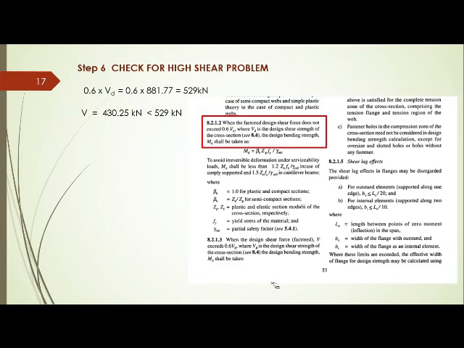Now in step 6 we will check it for high shear. The high shear problem is given in the code itself. Again we will refer to the code, where it is written clearly that when a factored design shear force does not exceed 0.6 VD, where VD is the design shear, the cross section can be checked with this formula. That is, high shear problem is not occurring. We have checked it for this high shear value. We see that this is coming as 340.25, and it is again less than the shear coming on the section.